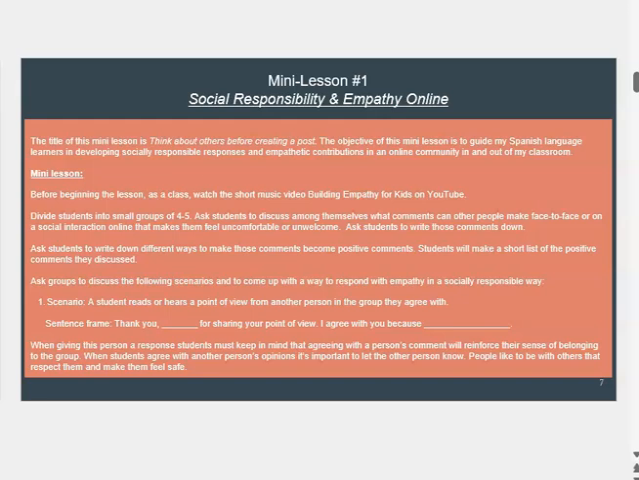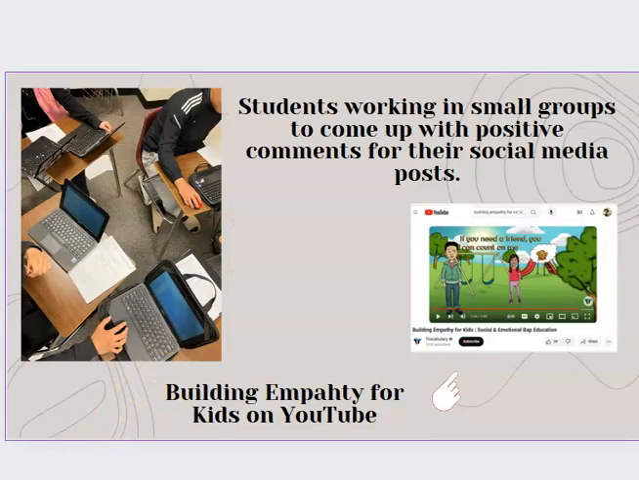Even though I didn't take pictures of the comments my students wrote on the board, I do have a couple of other work samples. On the first work sample, there is a picture of my students working in small groups to come up with positive comments for their social media posts. On the second work sample, we can see a screenshot of the YouTube page of the video I showed my students, called Building Empathy for Kids on YouTube.